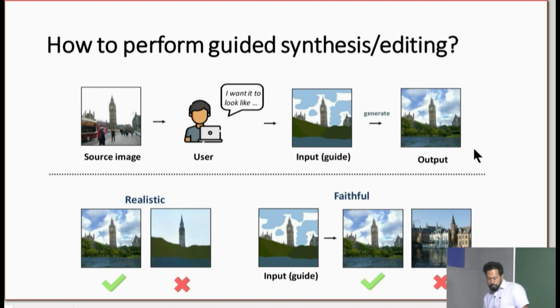So this is one thing. Your input could be some segmented image or sketch, and then you would like to generate some realistic things. So again, this could be seen as conditional or guided generation, right?